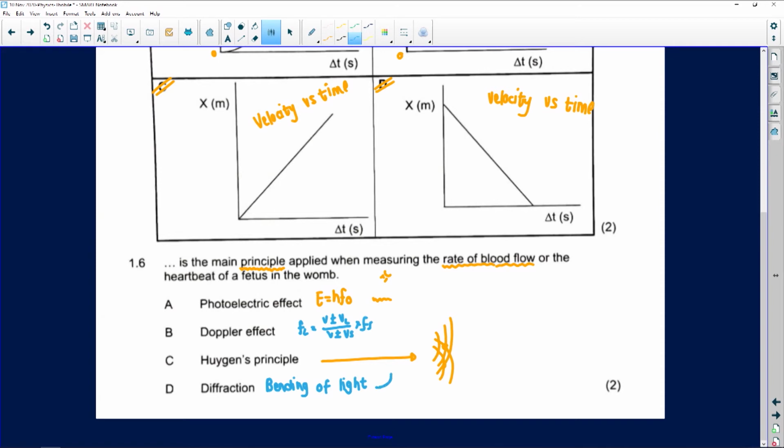And bending of light can actually be explained using Huygens principle. So now looking at these ones, photoelectric effect does have frequency, but it does not talk about a listener and a sound source. The Doppler effect, yes, does talk about listener and a sound source. Huygens principle talks about frequency in terms of diffraction and constructive interference, and then diffraction is just the bending of light around an obstacle. So 1.6 will then be number B, which is then the Doppler effect.